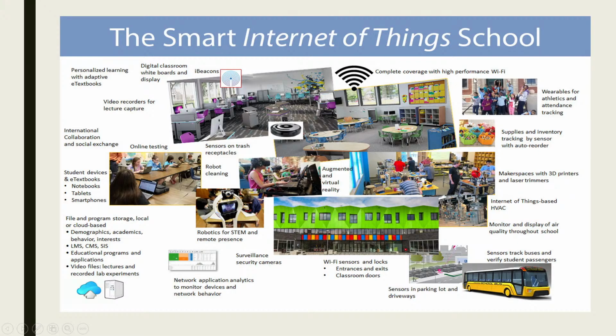Then complete coverage with high performance Wi-Fi, wearable for athletics and attendance tracking. So athletics, we already have so many devices, like health fitness devices, like smart watches. So that type of similar devices can be designed specifically for athletes to monitor their performance every day, and also attendance tracking. So people can have a tag or some type of watch or something like that.